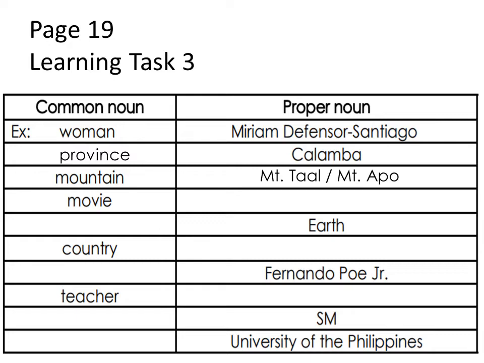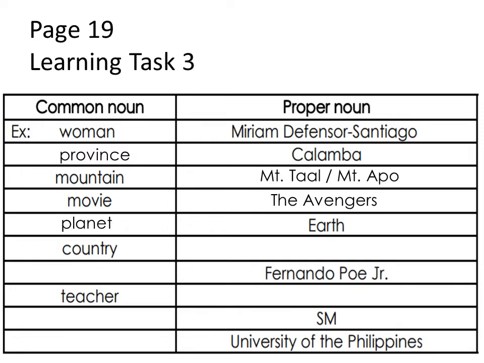Can you still remember the ashfall? Yes, it's Mount Taal. The next one for the common noun is movie. Now, can you give an example of a movie that you watch? Wow. So I have here the Avengers. Now let's move on to the next one. Common noun. There's no answer, so let's proceed to the proper noun to know the answer to the common noun. So we have here Earth. And Earth is an example of, right, a planet.